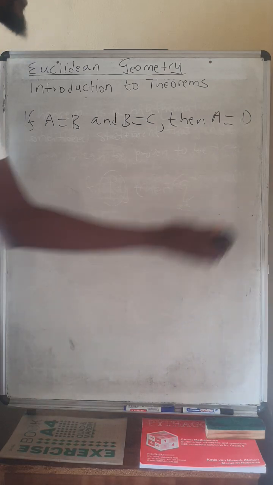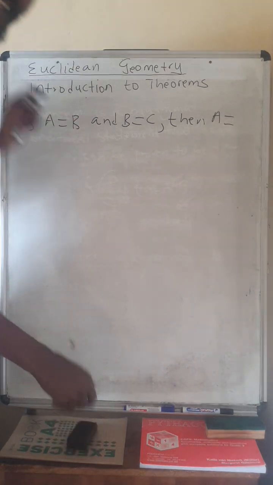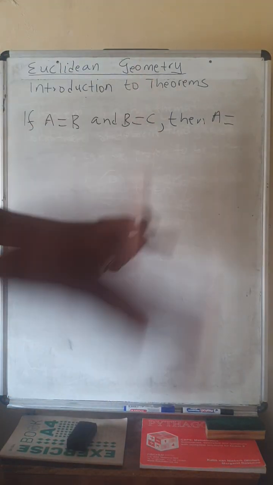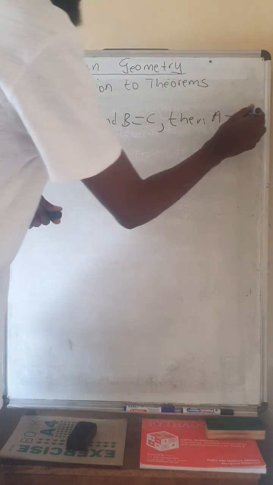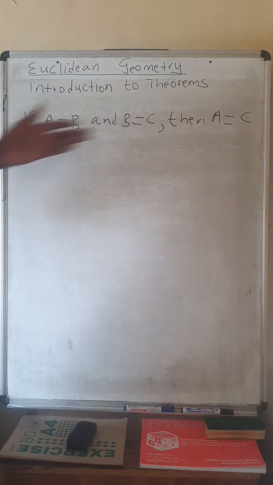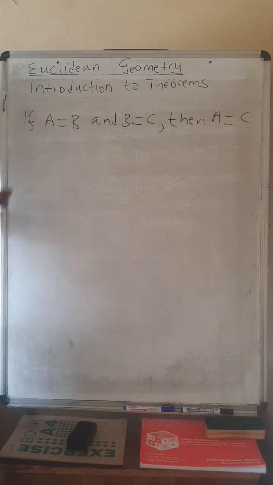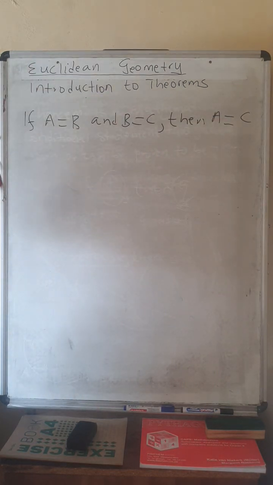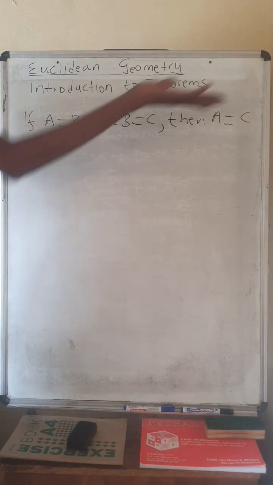Remember, with every condition, you must be able to conclude. But the question is, is that conclusion correct? In this case, yes, this will be correct. It's a conditional statement, which is a true statement. It's very true. A is equal to B, B equal to C, then A must be equal to C.